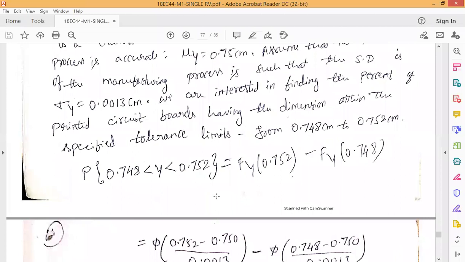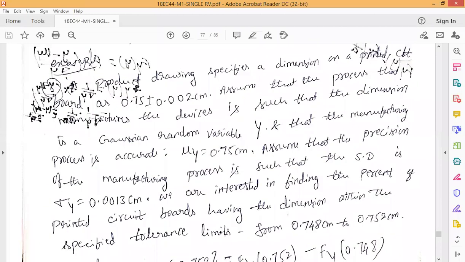So here in the beginning you can see that the printed circuit board we have is given with the dimension 0.75 plus or minus 0.002 centimeter. So from this, 0.75 minus 0.002, you will be getting 0.748, and 0.75 plus 0.002, you will be getting 0.752 centimeter.